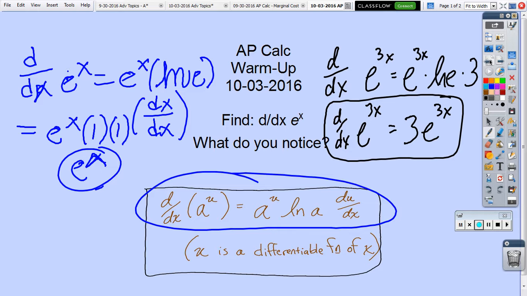It was ln e times du dx. Why is it 3 and not 1? Because it winds up being d of 3x over dx, which gives you 3. The derivative of 3x with respect to x is just 3. You can technically do the power rule, with the 1 in the front, drop it down.